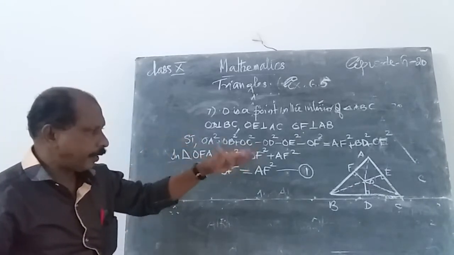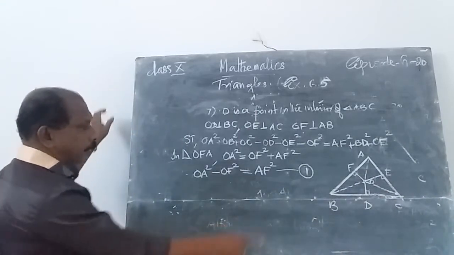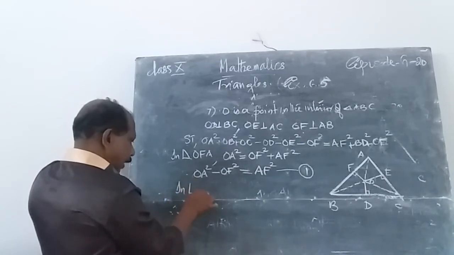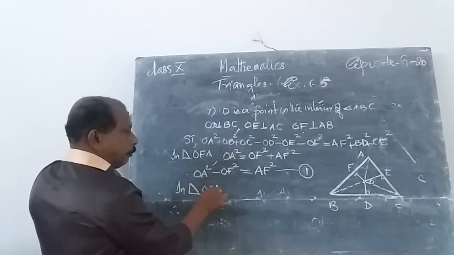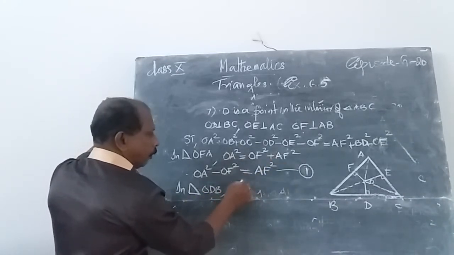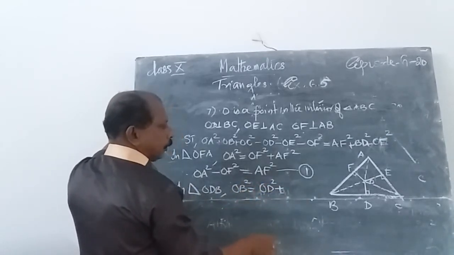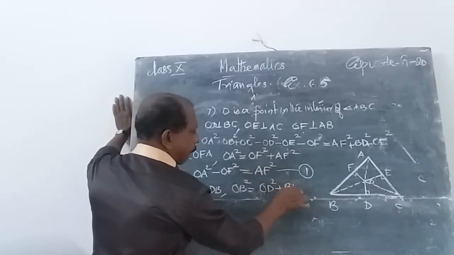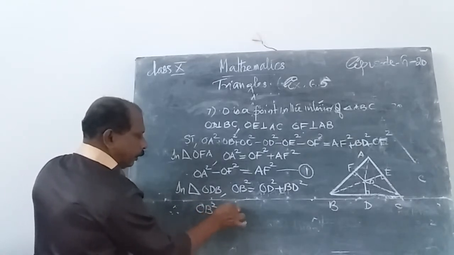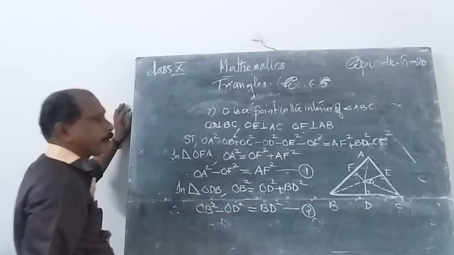Then we consider the other right angle triangles. Let us consider triangle ODB. In right angle triangle ODB, OB square is equal to OD square plus BD square. Therefore, OB square minus OD square is equal to BD square. That is equation number 2.